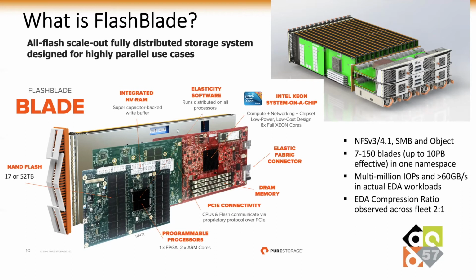The FlashBlade is a fully distributed scale-out architecture, so you can have up to 150 of these blades working together to form a particular storage cluster. And that gives us a lot of parallelism and a lot of performance. We have customers today reporting over 65 gigabytes per second in performance and millions of IOPS.